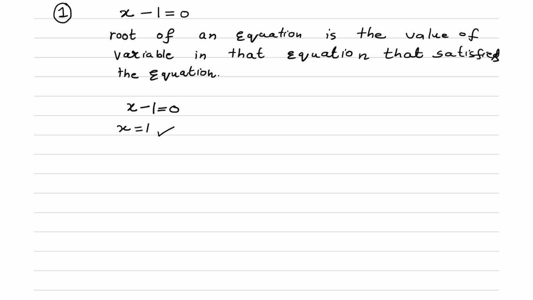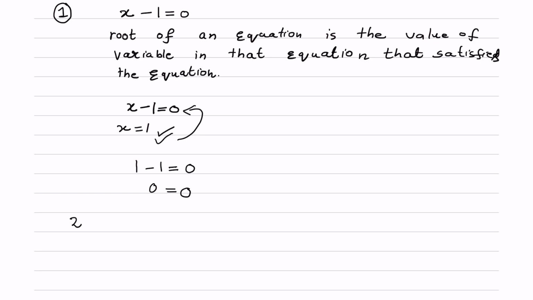And how shall we verify that x equal to 1 is the root of the equation x minus 1 equal to 0? So when we plug x equal to 1 in the place of x in this equation, 1 minus 1 equal to 0, since both sides are same, 0 equal to 0, so we will say that yes, we have verified that x equal to 1 is the root of the equation x minus 1 equal to 0. So root of an equation is the value of the variable in that equation such that when you plug that value in the equation, both sides are same.